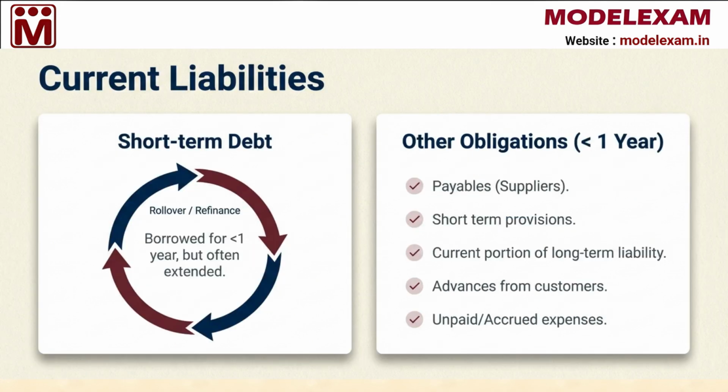Now we come to current liabilities. These are obligations that must be settled within 1 year. A major item is short-term debt. Although this is borrowed for less than 1 year, companies often use a strategy of rollover or refinance, essentially extending the loan repeatedly. Other obligations in this category include payables to suppliers, short-term provisions, the current portion of long-term liability we discussed earlier, advances from customers, and unpaid or accrued expenses.